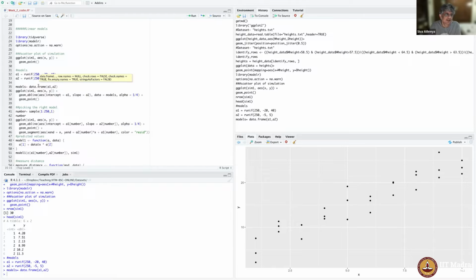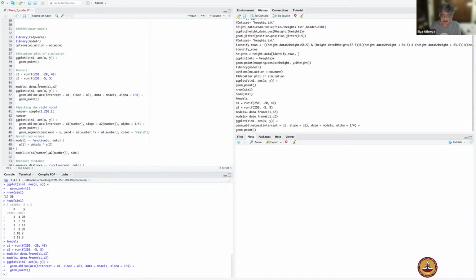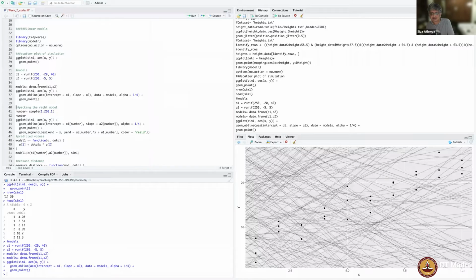So now I should get lots of lines. I should get 250 lines. You see that? Some are good, some are bad. Just very bizarre, right? The whole thing is very bizarre. So let me go back to the file.